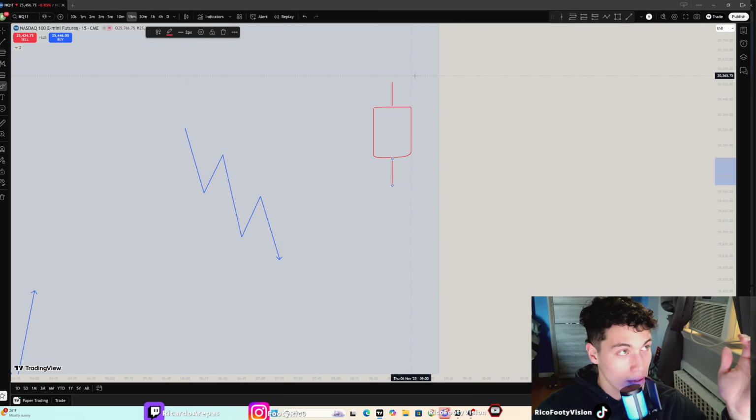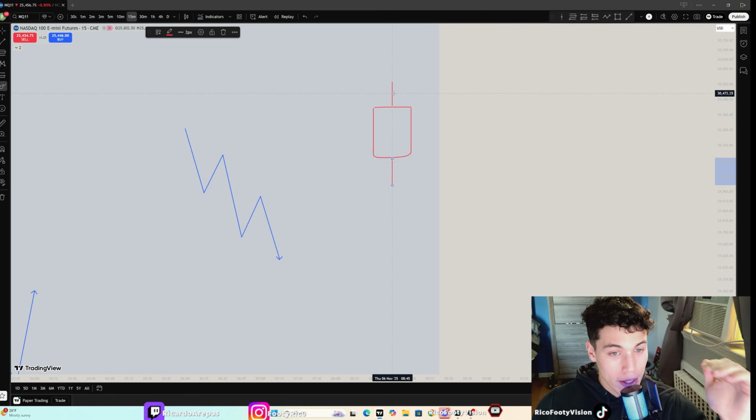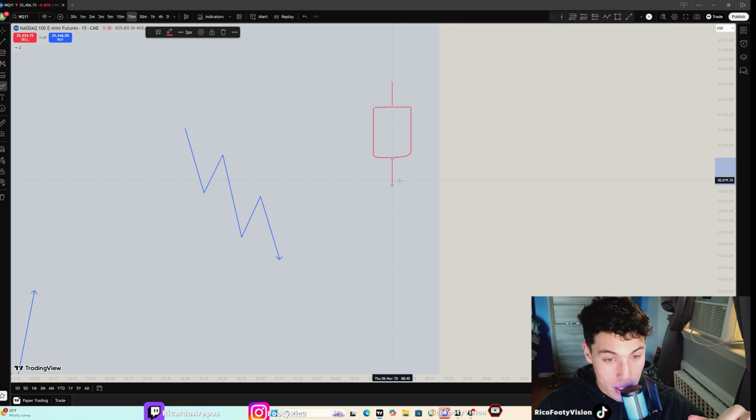Now, the thing is, for bearish candles, right? This top part is where price opened on that minute. So, for example, price opened here. It went up to this highest point. Maybe in that 1 minute, it went down to here. And then finally, it closed on this bottom part.